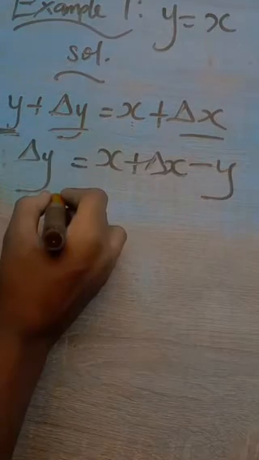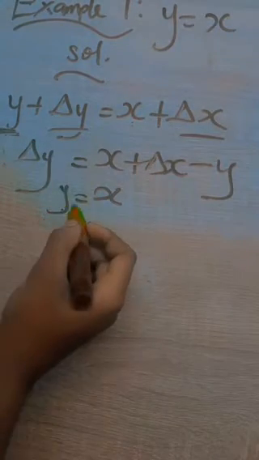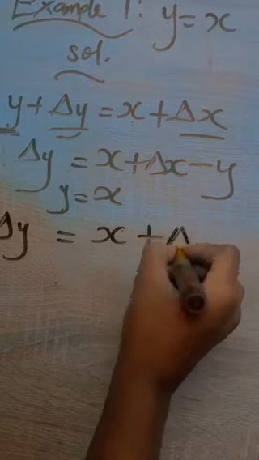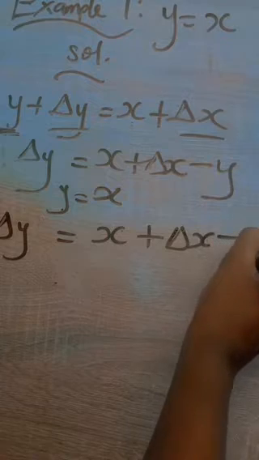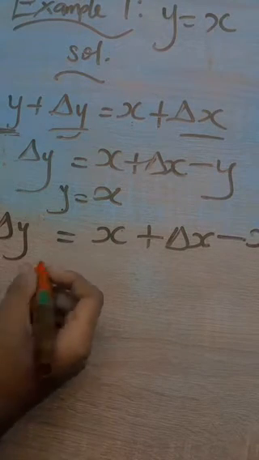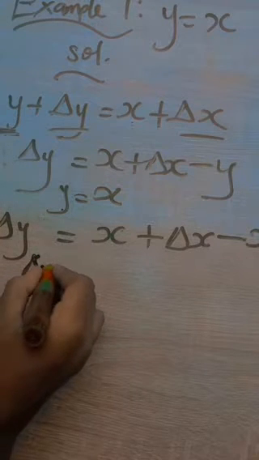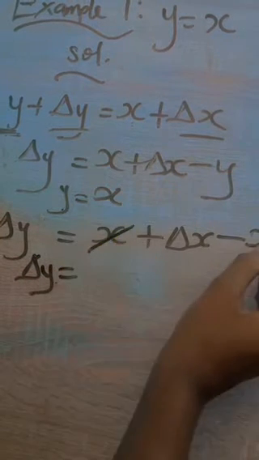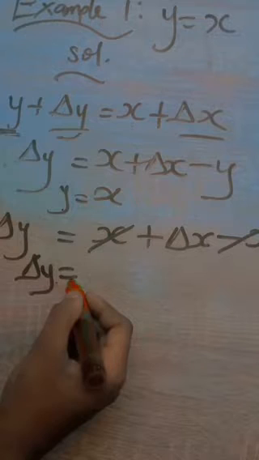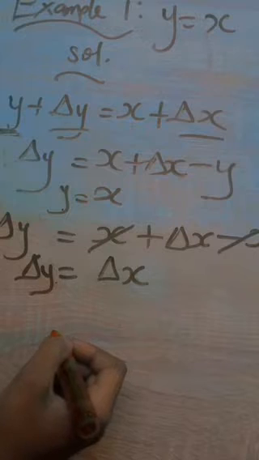But let's take note: y equals x, that means our y is x, so the change in y equals x plus change in x minus x. I am substituting, don't forget I said our y is x. Now x cancels this minus x, giving 0, so I have change in y equals change in x.